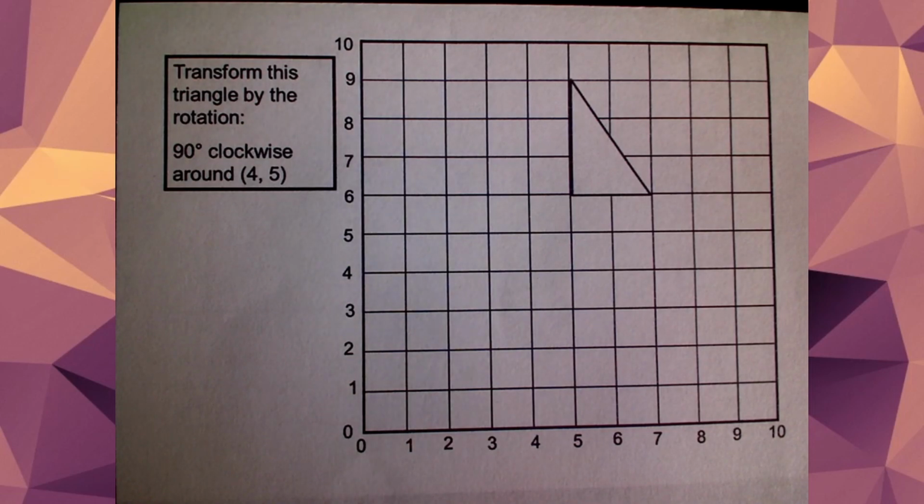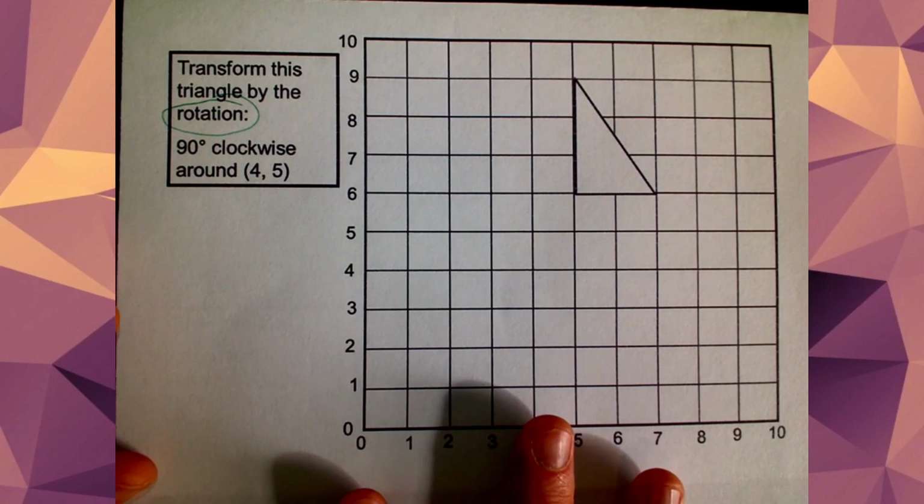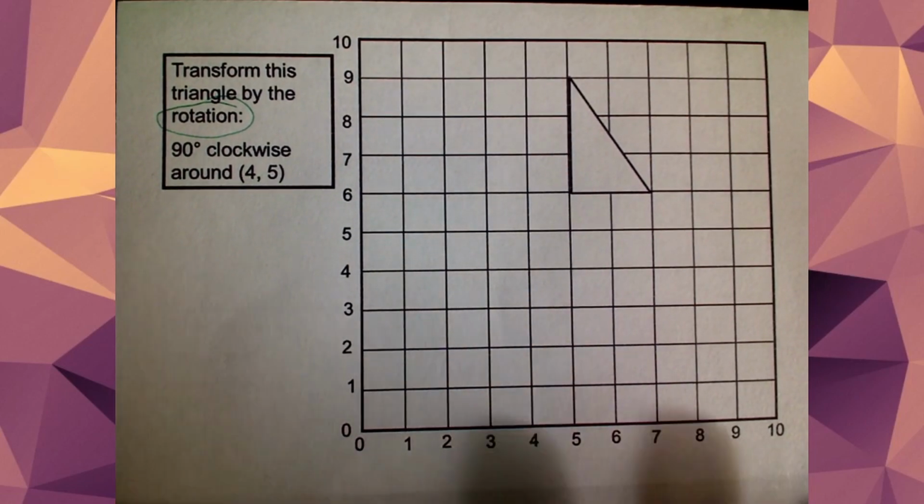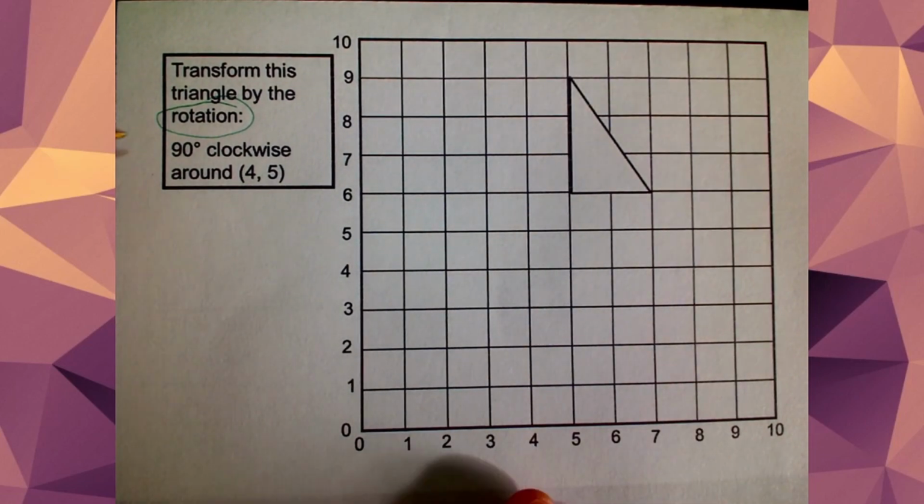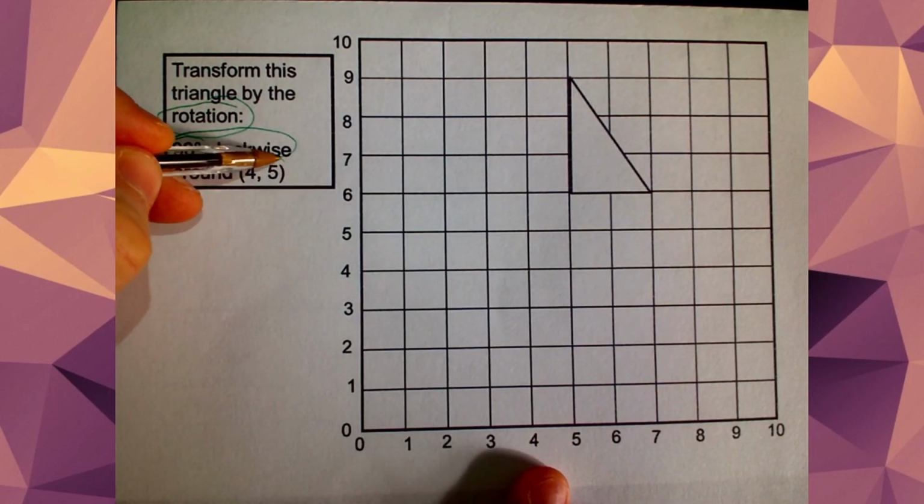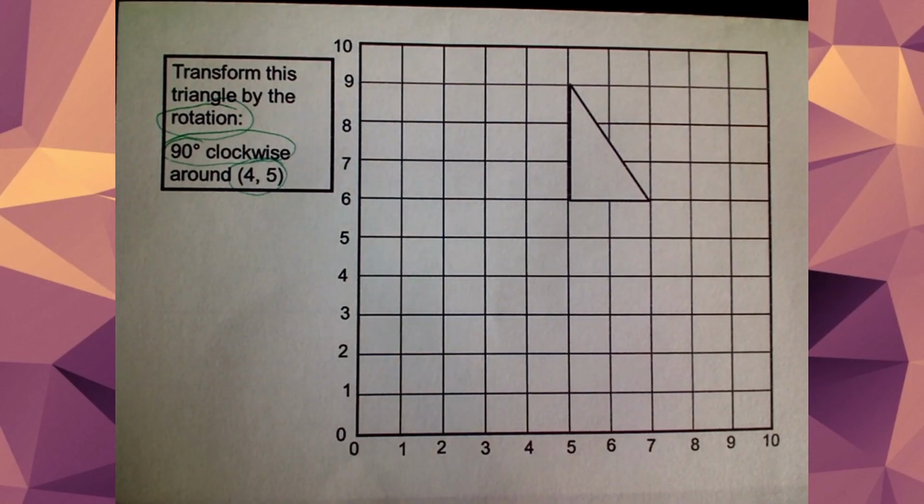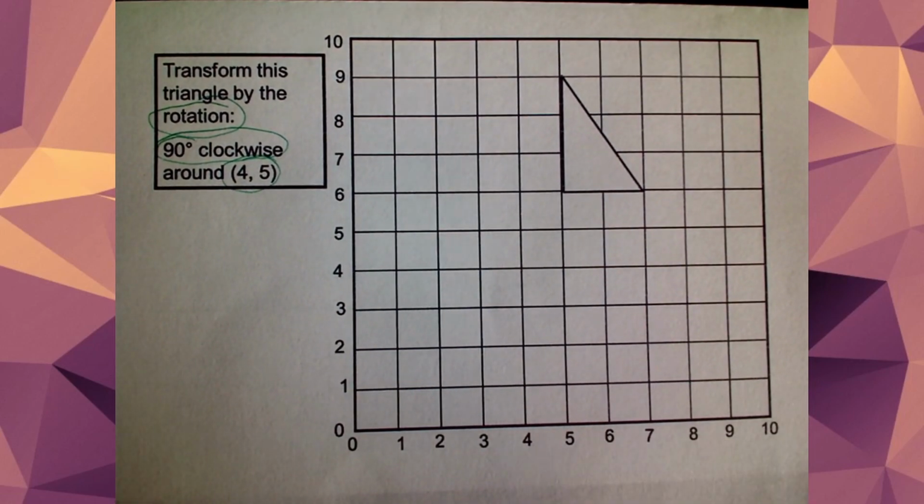So for our second transformation, again, we want to just read this information at the start and check what we're doing. So we're transforming this triangle. This time it's by rotation. Now for rotation, you'll be given two pieces of information. One is the angle of rotation, and the other is called the center of rotation. It's the point around which we're rotating everything.